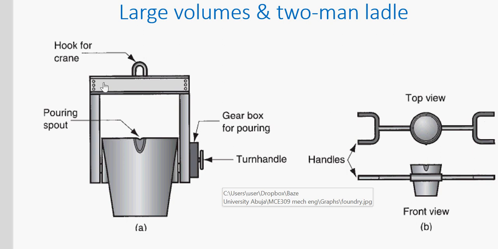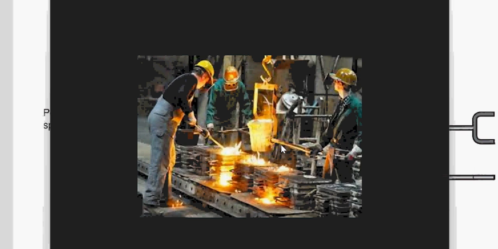Then this is the large volume. By the left, you can see a hook. Here you need a hook to be able to lift out the what? The metal, because it's large volume. We also have an example here. These are the foundry men. Can you see them? This is a combination of, this is an example of what?